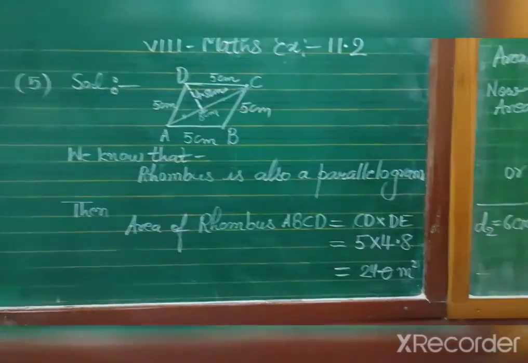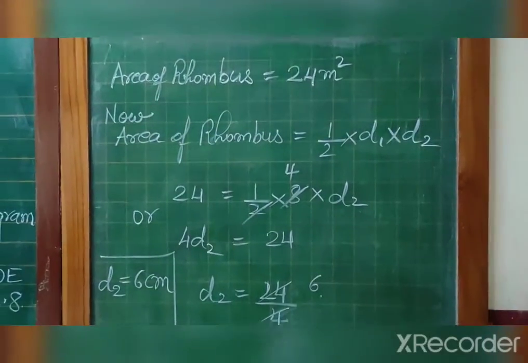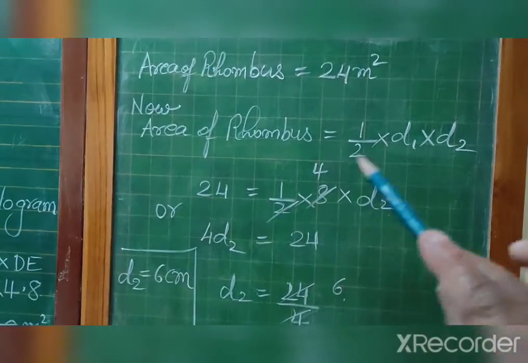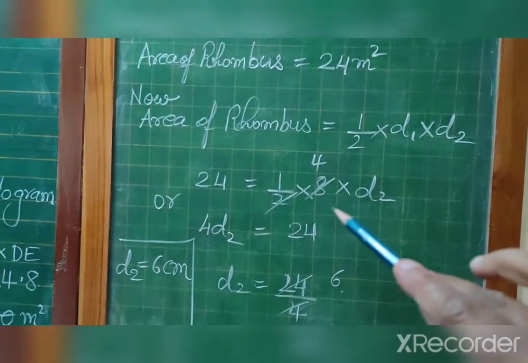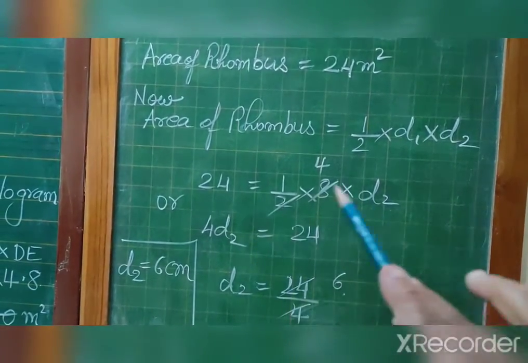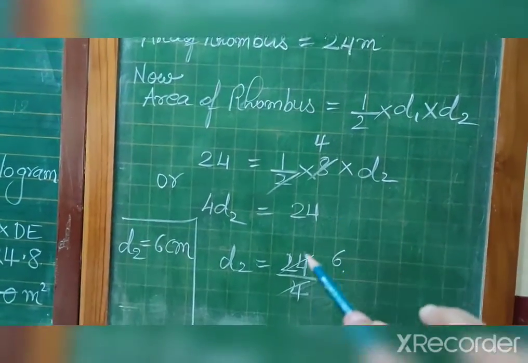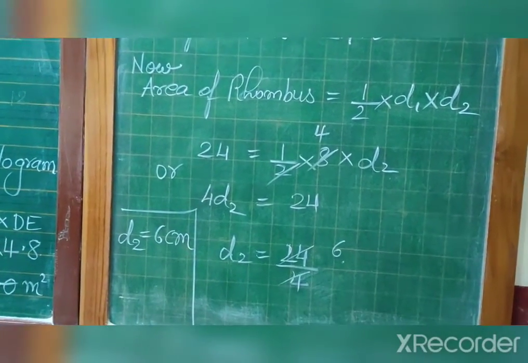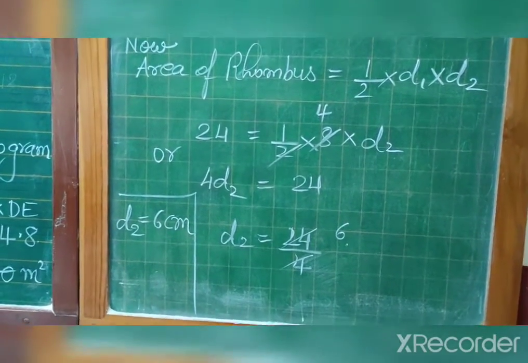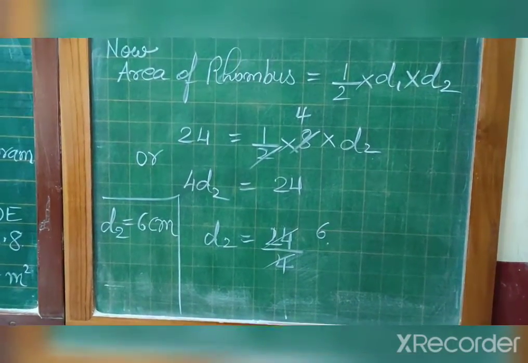Okay. Now we know that according to the formula, area of rhombus is equal to half D1 into D2. So area of rhombus we have already calculated. 24 is equal to half D1, diagonal is given 8, and D2. So 24, 2 fours are 8. So we can write 4 D2 equal to 24. So D2 equal to 24 upon 4. That means 4 sixes are 24. So the diagonal is 6 centimeter. If you know another way, you can solve in another way also. An alternate method you can also apply.